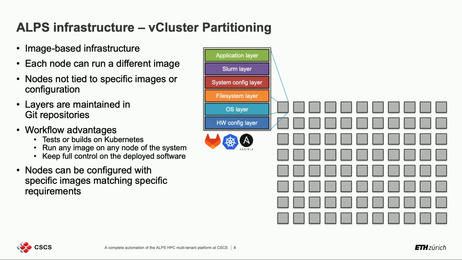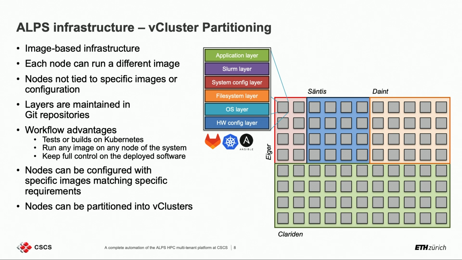Moreover, what you can do is develop a set of layers dedicated to a use case and divide or partition the full set of nodes using these images, grouping the nodes as vClusters. You can see here an example of what we have in Alps right now, with Dane, Sentis, Tiger, and Clariden.